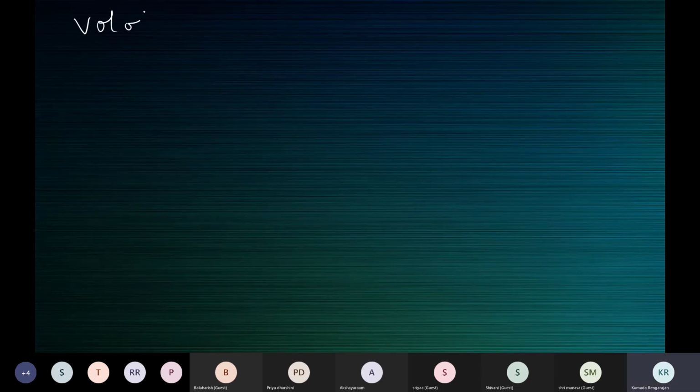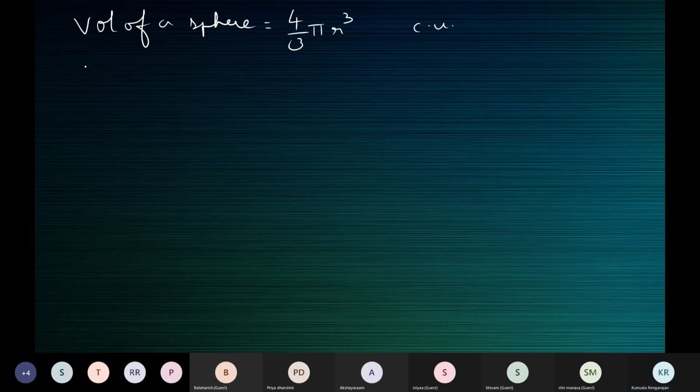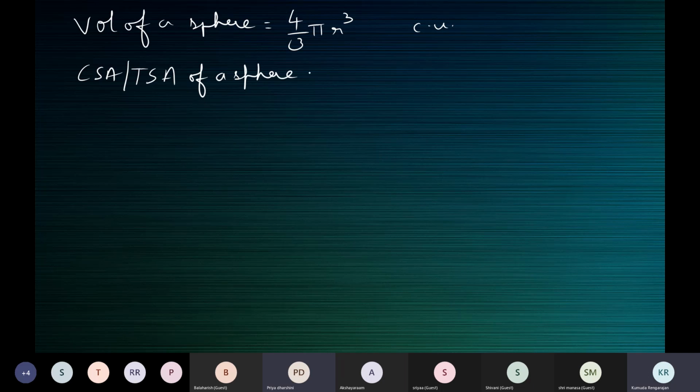What's the formula to find the volume of a sphere? 4/3 pi r cube, ma'am. 4/3 pi r cubed cubic units. CSA, TSA, both are the same for a sphere. 4 pi r square, ma'am. 4 pi r squared square units. Volume of a sphere 4/3 pi r cubed. TSA of a sphere 4 pi r squared.